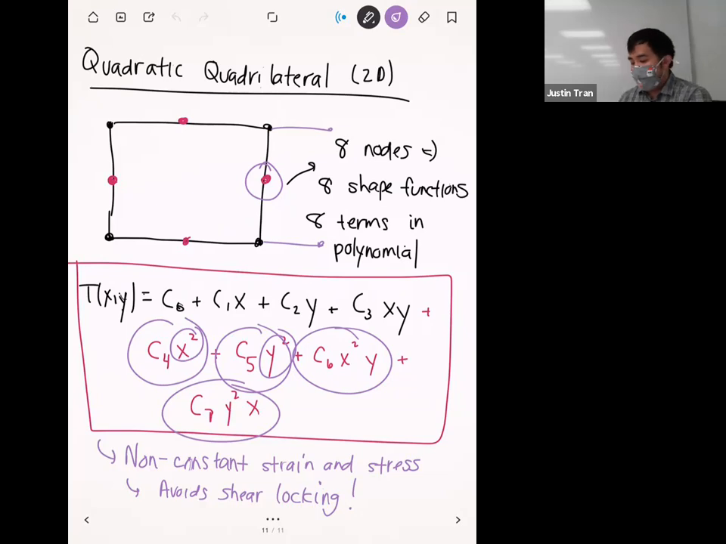Okay. All right, so those are the quadrilaterals. So now let's start to look at the triangles.